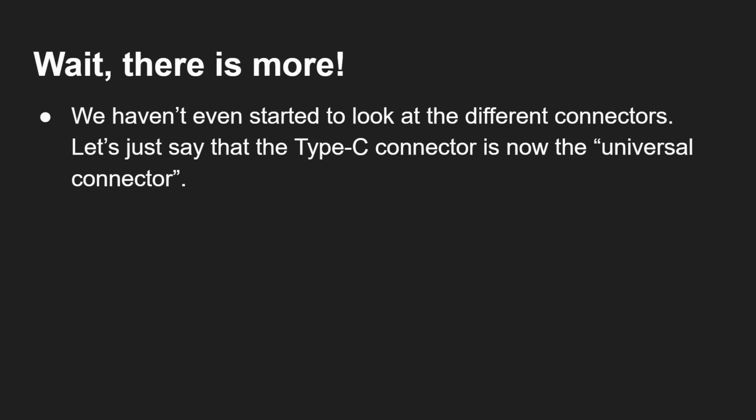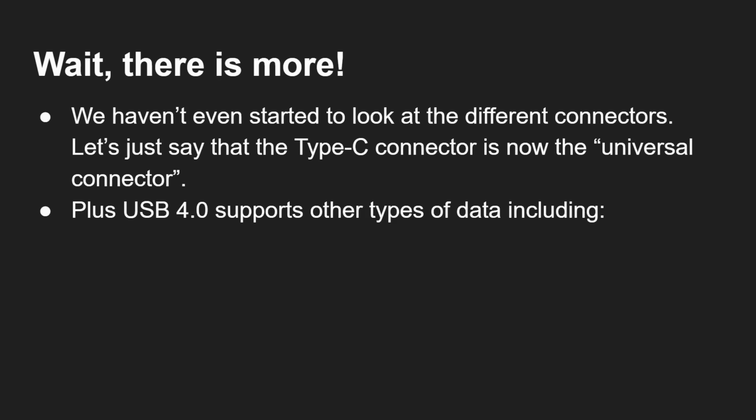But wait, there is more. It doesn't just end here. We haven't even started to look at the different connectors. At the beginning there I showed you the USB-A, and of course there's micro B and everything. But let's just say everything really now is revolving around Type-C. Type-C really is the universal connector. It works for USB 4, it works in USB 3.2, it works for Thunderbolt 3, it works for Thunderbolt 4, and you can carry things like video signals over it, so you can plug your monitors in using USB-C as well. So that's because USB 4 supports other types of data.